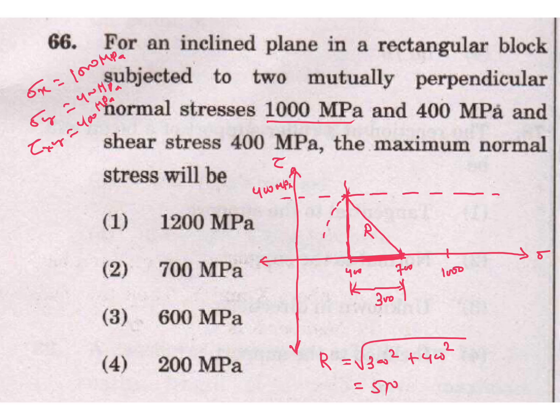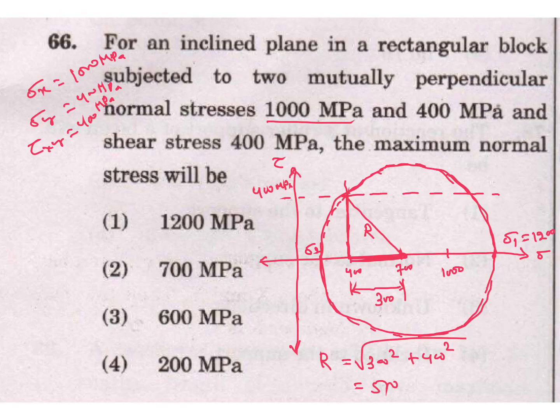Then draw the circle, and you will get your sigma 1 and sigma 2 values, the maximum value of normal stress and the minimum value of normal stress. This is the Mohr circle having radius 500 MPa. So this is sigma 1 and here it's sigma 2. So 700 plus radius, it's 1200, sigma 1 equal to 1200, and sigma 2 is 700 minus 500, you will get 200. Sigma 2 is 200 MPa and sigma 1 is 1200 MPa, so the maximum normal stress will be 1200 MPa.